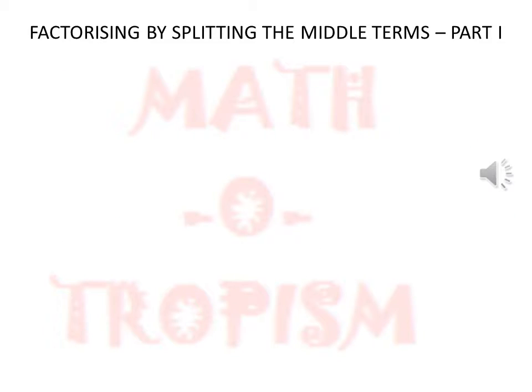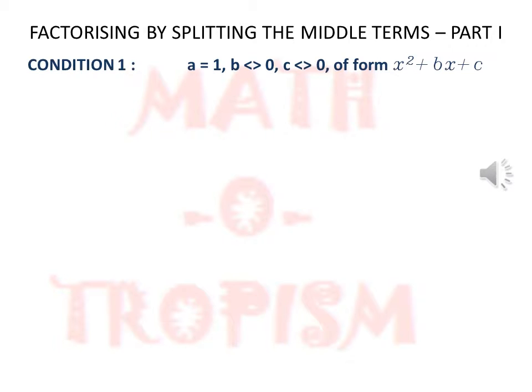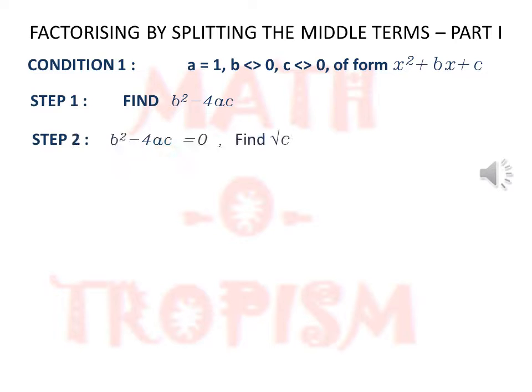So just a recap of what we have found till now. We are going to consider the condition where a is equal to 1, and b and c are not equal to 0. In that case, the first step will be finding b square minus 4ac. When it comes to 0, we go to the second step where we just find the square root of c, and we write the answer in such a way that if b is positive, it will be (x plus root c) the whole square, and if b is negative, (x minus root c) the whole square.